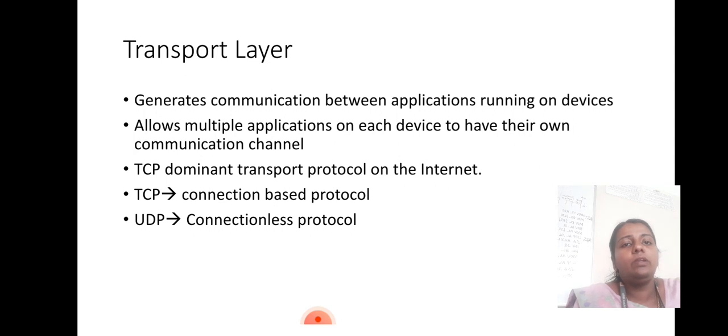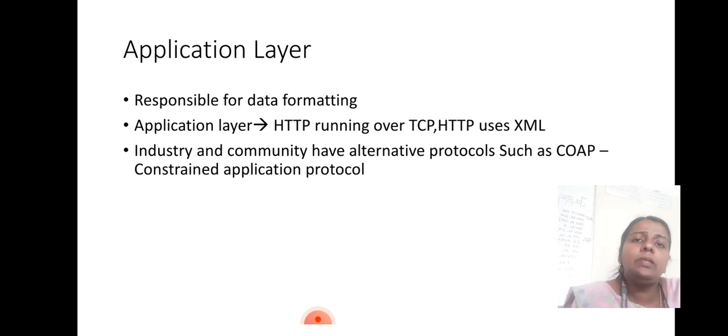TCP is the dominant transport protocol on the internet. TCP is a connection based protocol, and UDP is a connectionless protocol. The application layer is responsible for data formatting. At the application layer, HTTP is running over TCP, and HTTP uses XML protocols, and the industrial community has alternative protocols such as Constrained Application Protocol, CoAP.